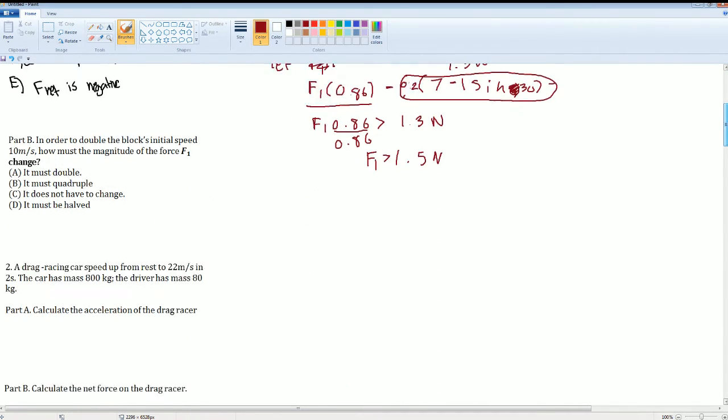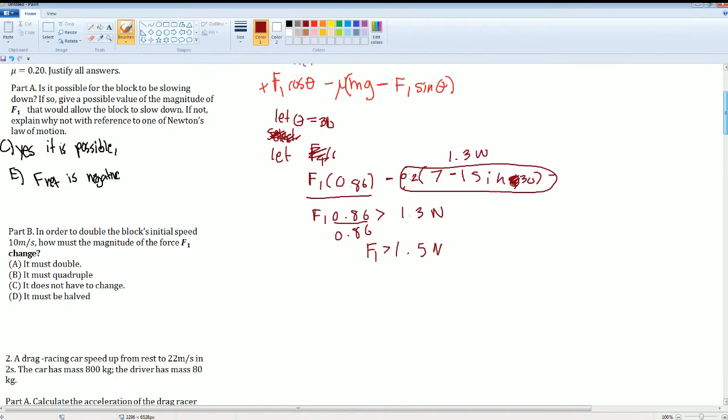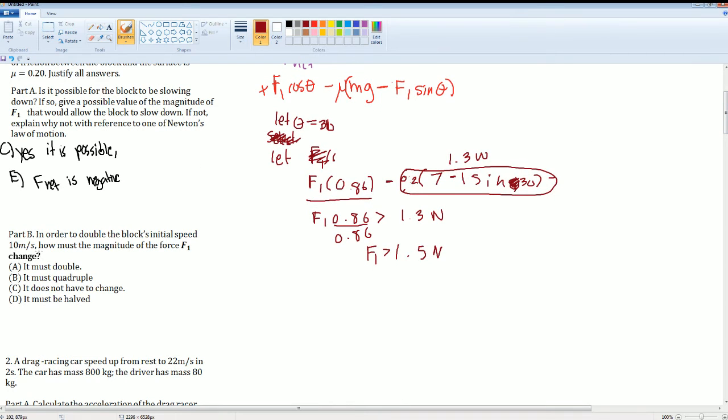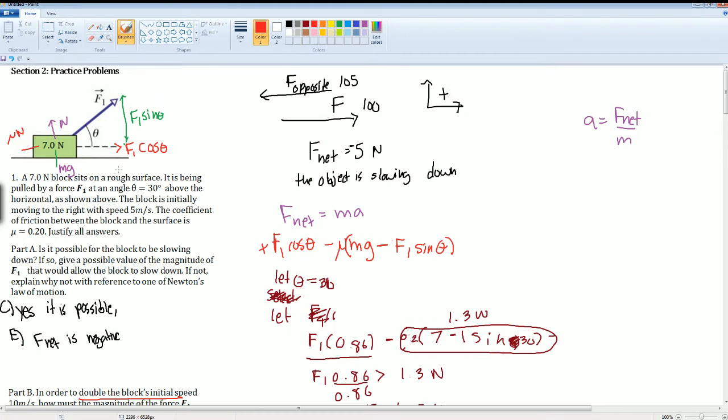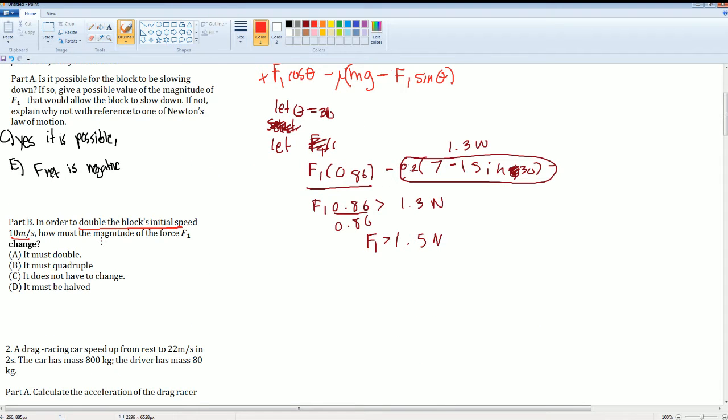All right. Part B. In order to double the block's initial speed, 10 meters per second, how must the magnitude of the force applied change? This is a trick question. The reason why it's a trick question is you're trying to double the block's initial speed of 10 meters per second. How must the magnitude of force 1 change?